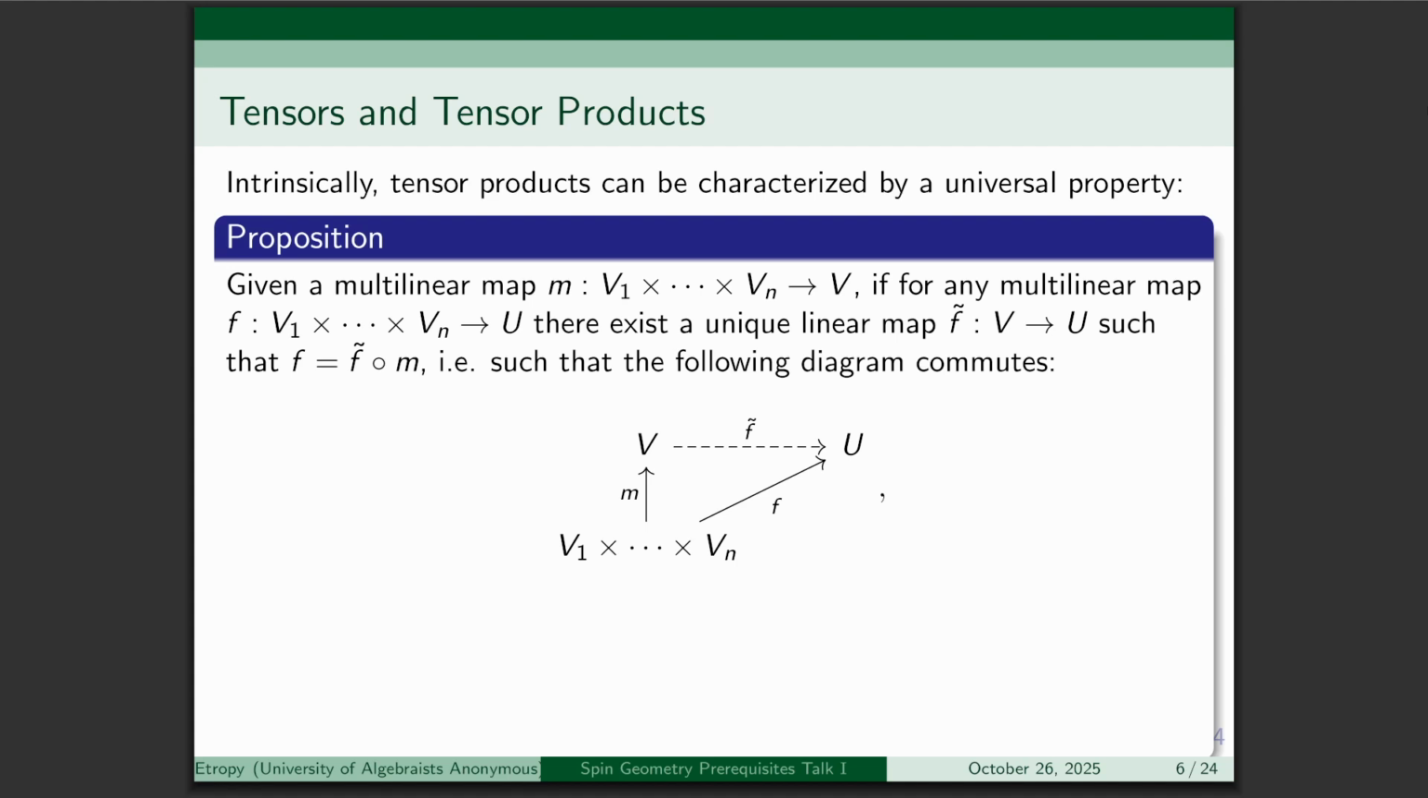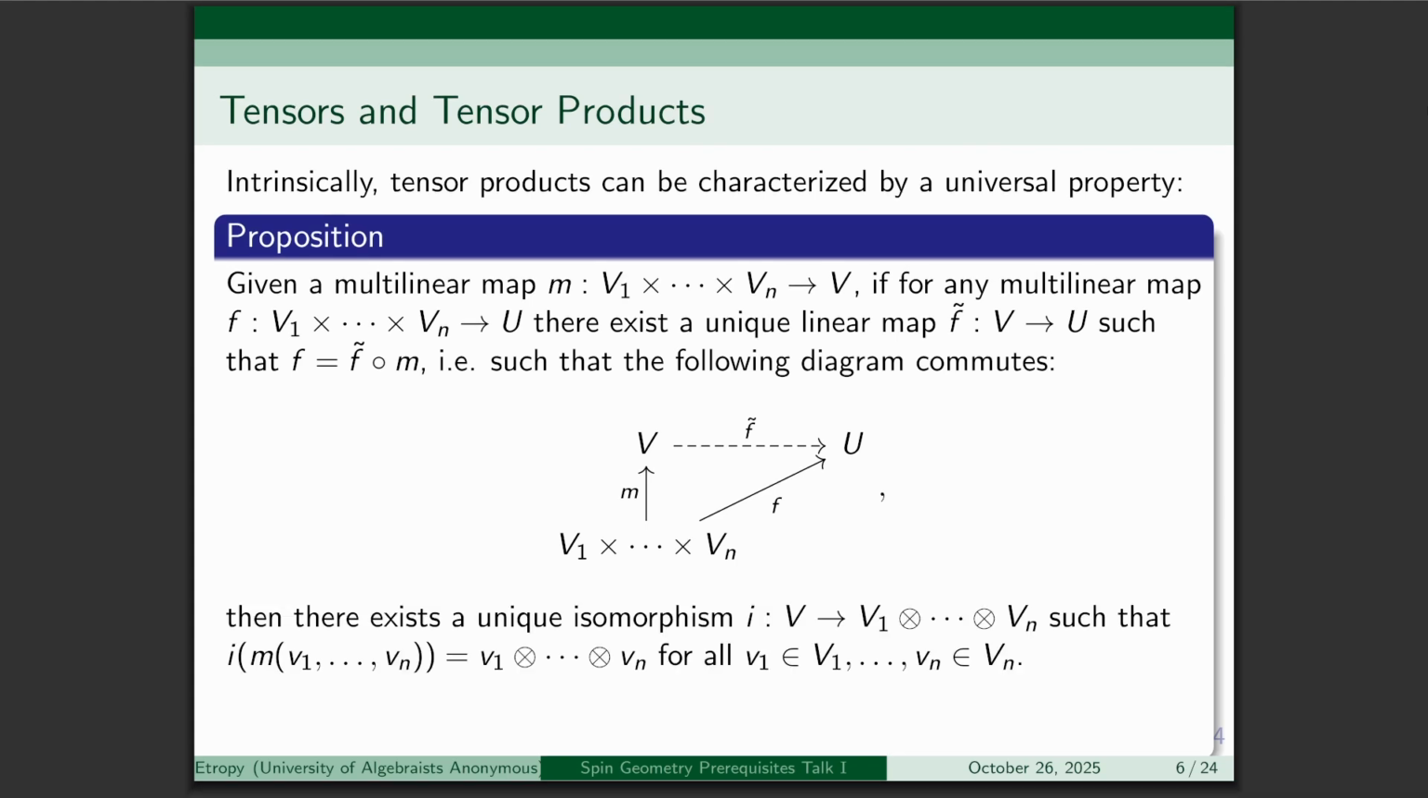Suppose we have this condition. Then it can be quite directly shown that there's an isomorphism, a unique isomorphism from V to the tensor product V1 through Vn, such that if we look at what this map M corresponds to under the isomorphism, we get exactly the canonical map we have from the product to the tensor product, first doing the free construction and then going to the quotient.